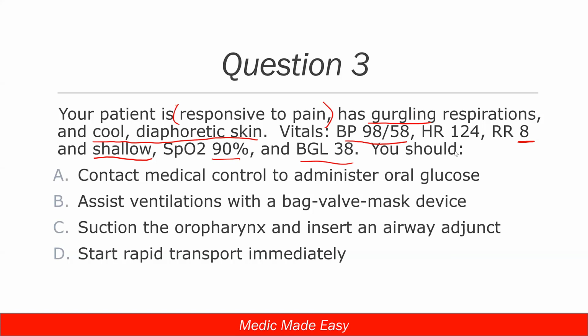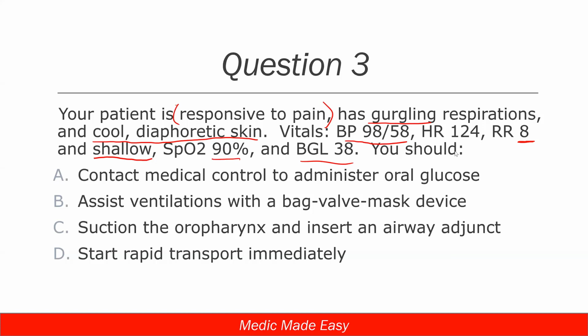Start rapid transport immediately is an answer. So we can look at those and we can say, dang, I like all of those things. So we got to slow down and go through them a little bit. Because at first glance, okay, they've got a low blood sugar, so let's raise the blood sugar. They're breathing slow and shallow, so let's bag them. Gurgling respiration, so let's suction. Rapid transport, absolutely. This person's very altered. So we like all four of those at first glance. So let's work through them.